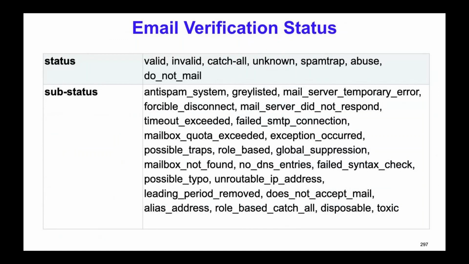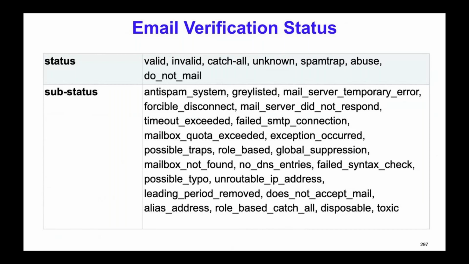And when it comes to the verification status itself, there are two status values that we capture. That is status and the substatus. Status is valid, invalid, catch-all, unknown, spam trap, abused, not email. And the substatus is a long list that you can go through when you have time.